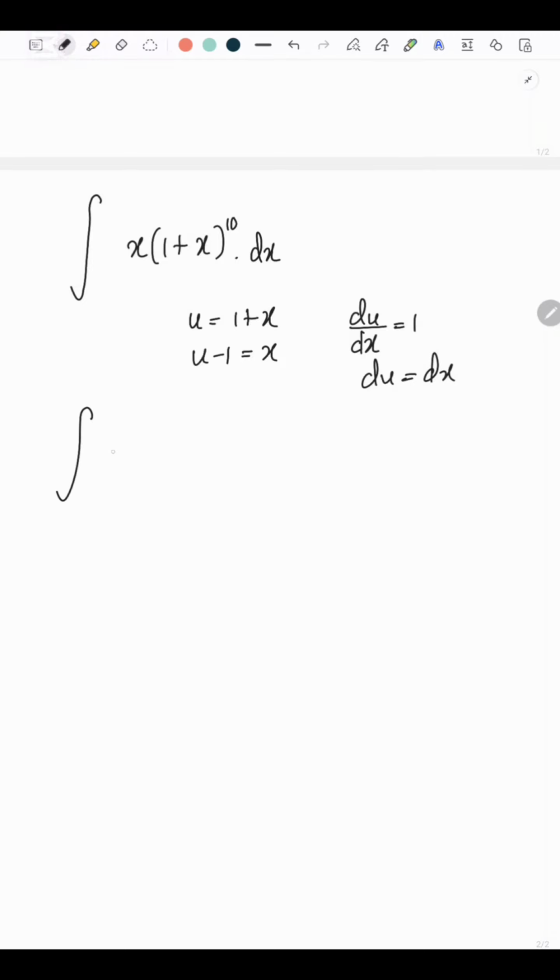So instead of x, I'm going to write u minus 1. Instead of 1 plus x, I'm going to write u to the power 10, dot du. So now you have to integrate u to the power 11 minus u to the power 10, right? I just expanded the brackets.